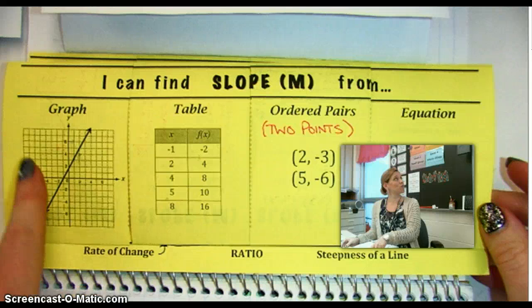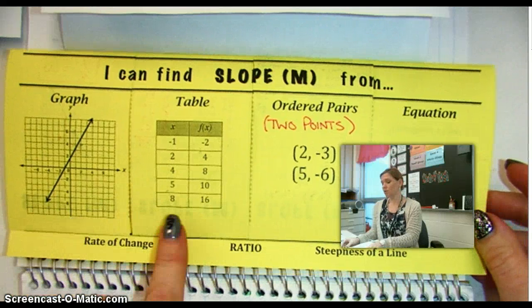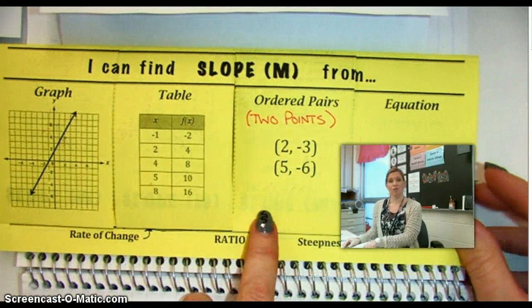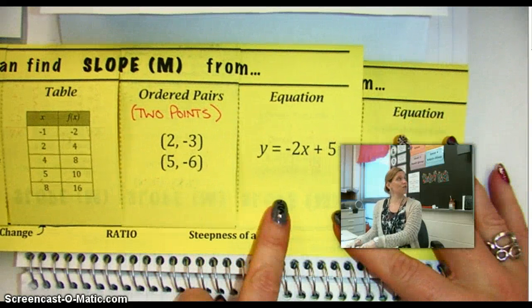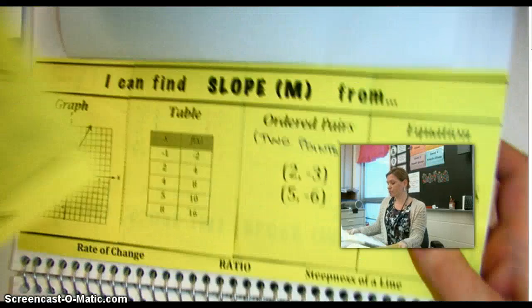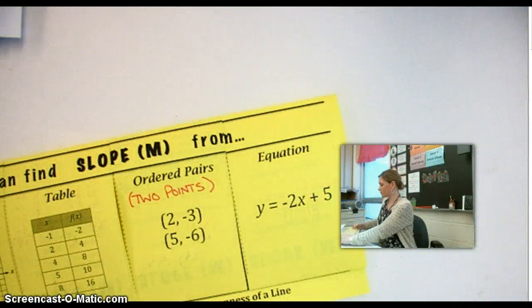How do we find slope when we see it in a graph? How do we find slope when given a table? How do we find slope from 2 points, which is from Friday? And then I'm going to quickly teach you how to find slope given an equation. So let's go ahead and get started.